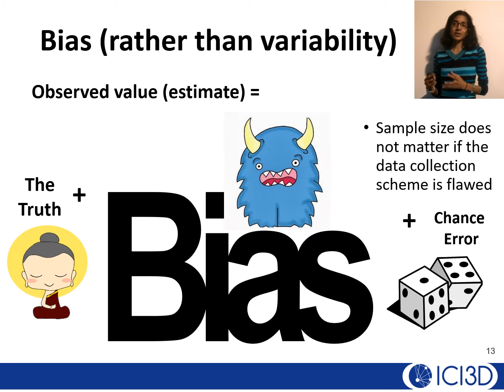The sample size does not matter if the data collection scheme is flawed. So in this case, we could have gotten responses from all 10 million people, but this wouldn't have helped resolve the problem because our problem was bias. And to improve bias, we would have had to improve our sampling methods. For example, obtain a simple random sample of the voter population.